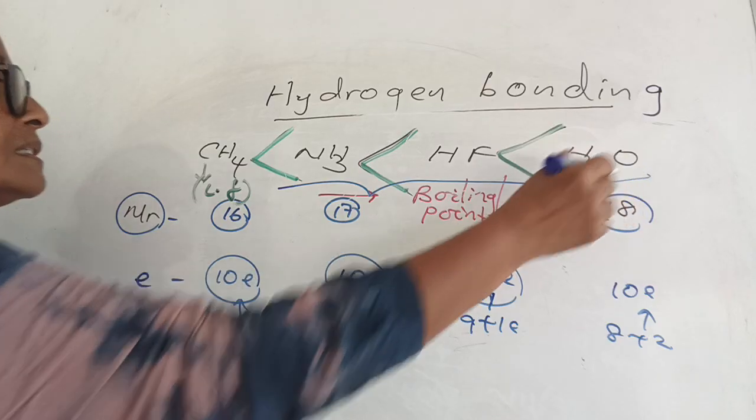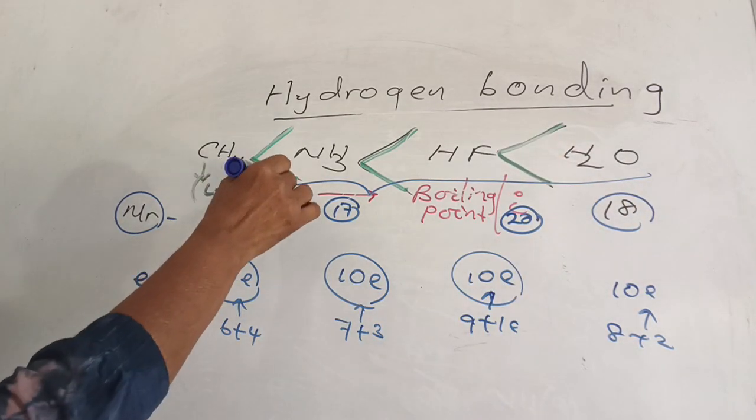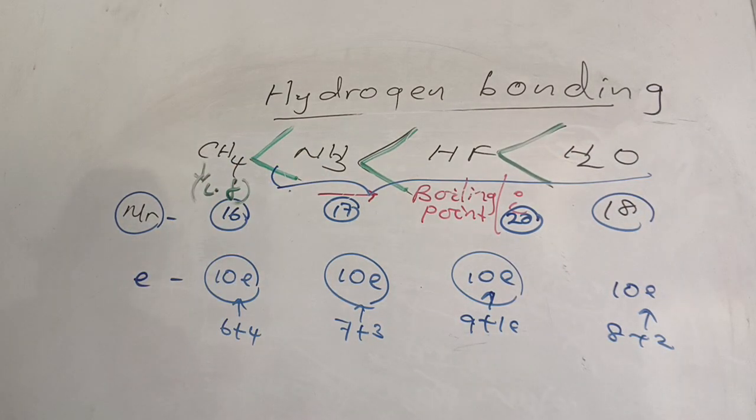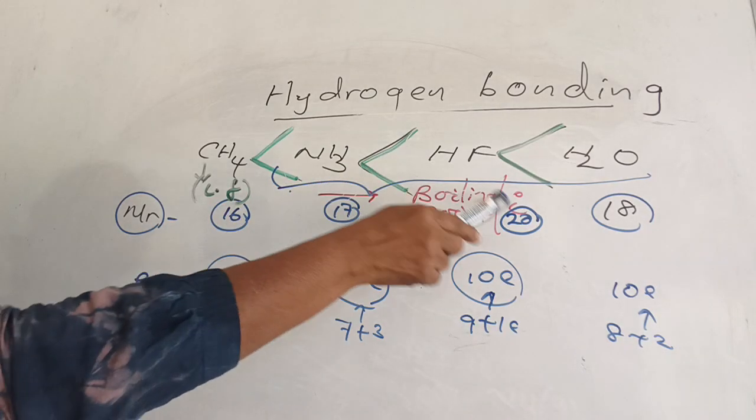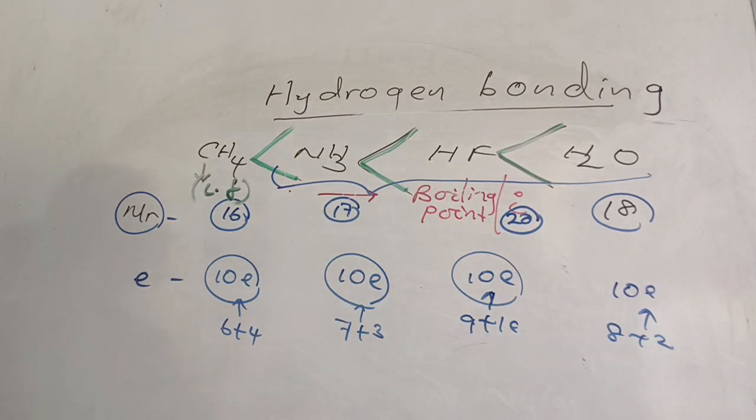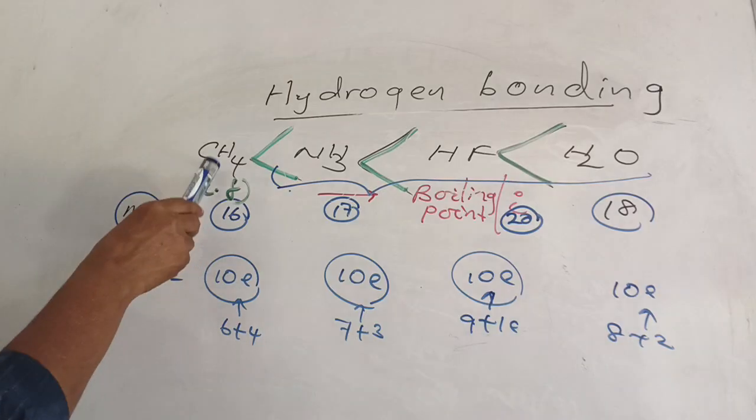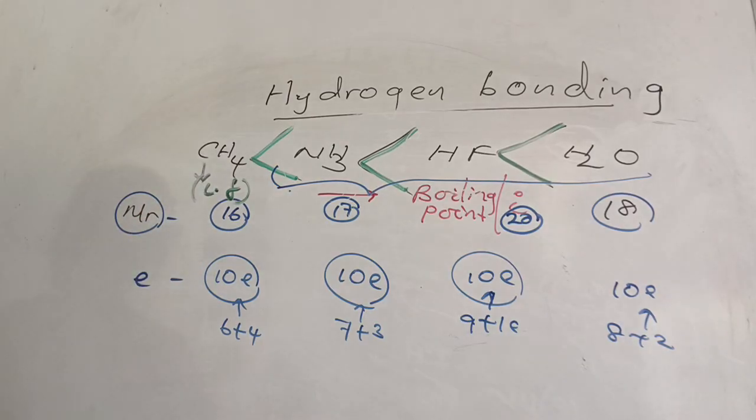Of the three substances which form hydrogen bonding, ammonia has the weakest hydrogen bonding because nitrogen has the lowest electronegativity. Therefore, these three would be in this order, and methane is last because it doesn't have hydrogen bonding. It only has London forces, which are the weakest intermolecular force. I hope you understood the comparison of these molecules.